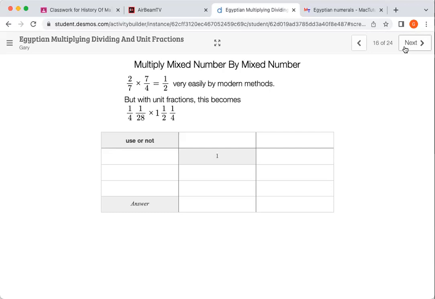Okay, so what's left? Mixed number by mixed number. In our modern day, we'd say 2/7 times 7/4 equals 1/2. Totally easy. You would cancel out the sevens. But since they don't have a nice way of saying 2/7 and 7/4, this is a mixed number times a mixed number. So let me take you through. 1/4, 1/28. That's right off of the 2/n chart for 2/7. 7/4 is 1 3/4. So of course that's 1. I'd say 3/4 is pretty much the easiest fraction to turn into unit fractions.